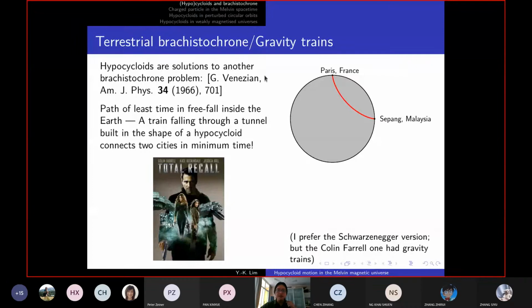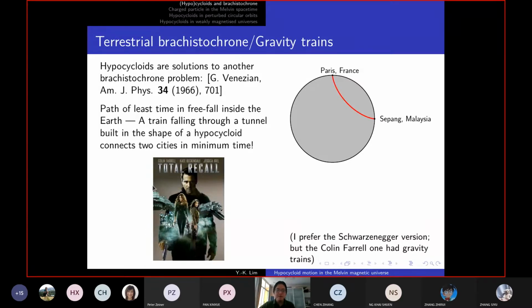The terrestrial brachistochrone problem asks: what is the shape of the tunnel that you can dig so that I can arrive from point A to point B in the shortest time? The answer is the hypocycloid. A hypocycloid will be fastest. If you dig a tunnel of any different shape, it will take a longer time.